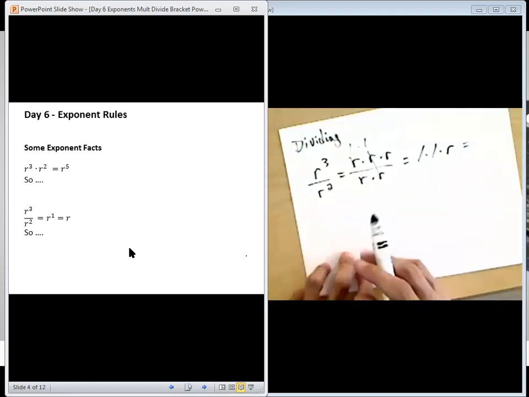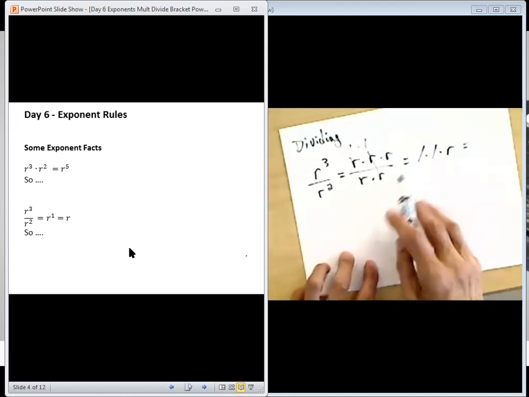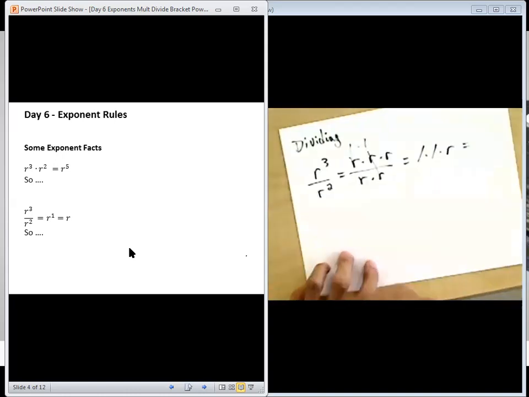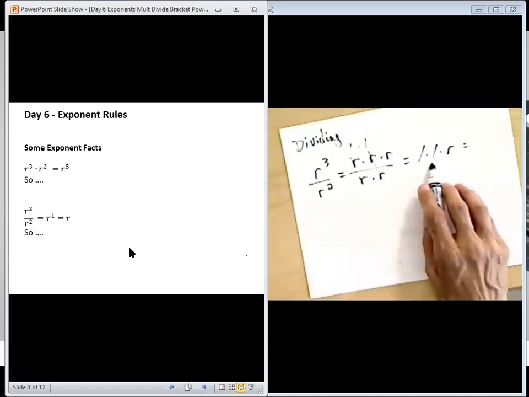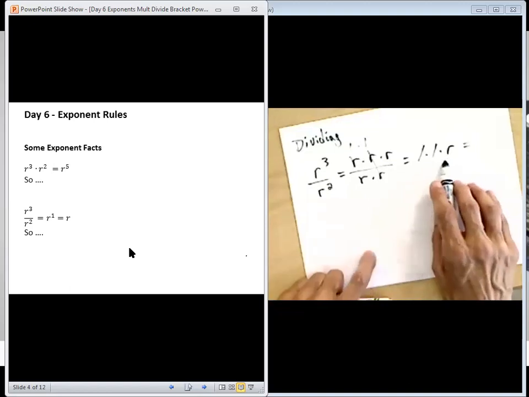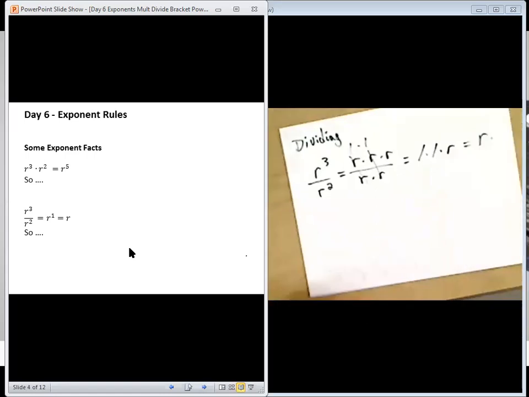Don't worry. 1 times whatever is whatever. 1 times 10, 10. 1 times 7, 7. In this case, you are right though there. What is 1 times 1? 1. Times R? Final answer is R, right? Okay. So that's good.